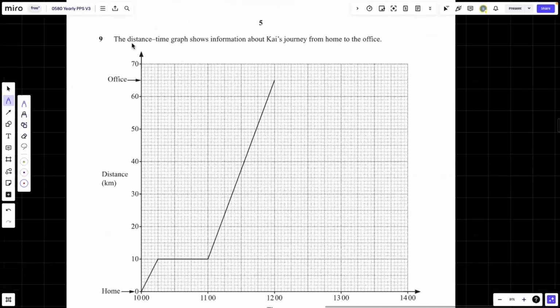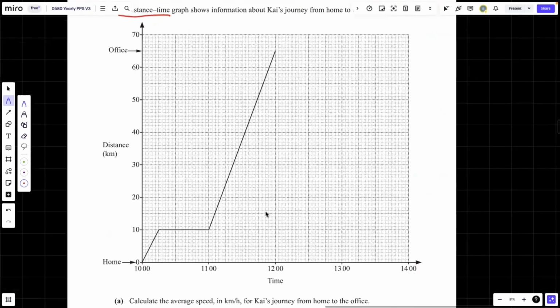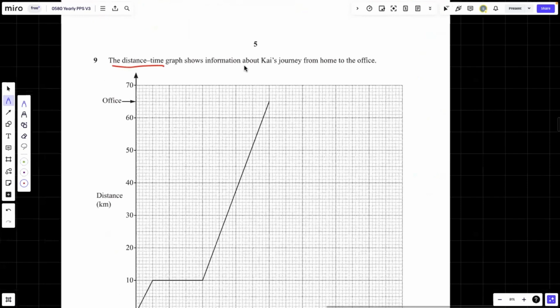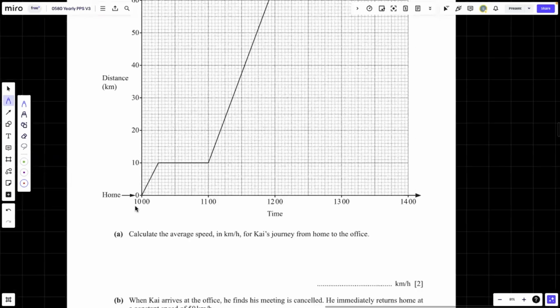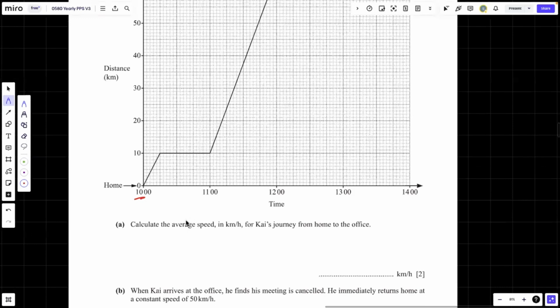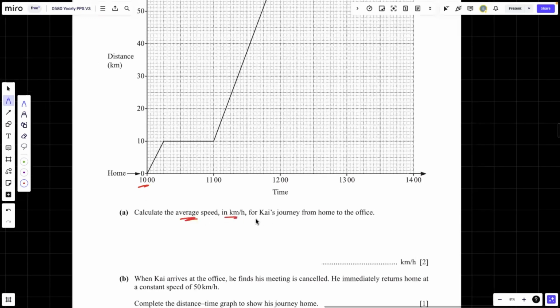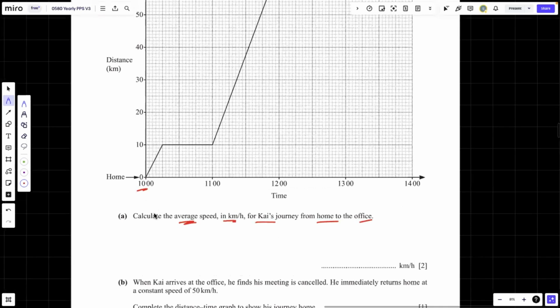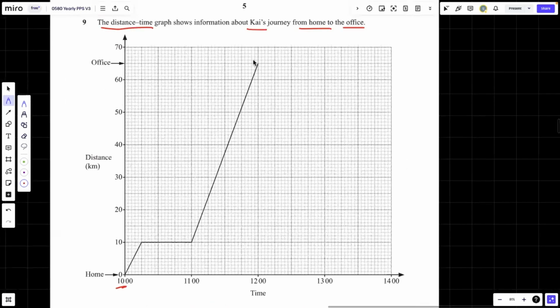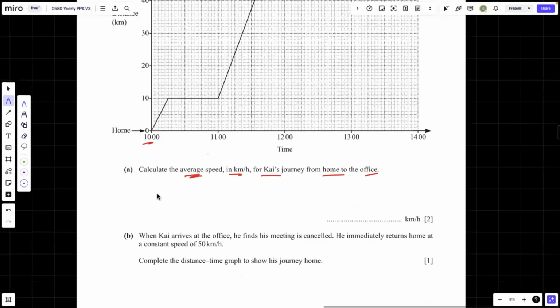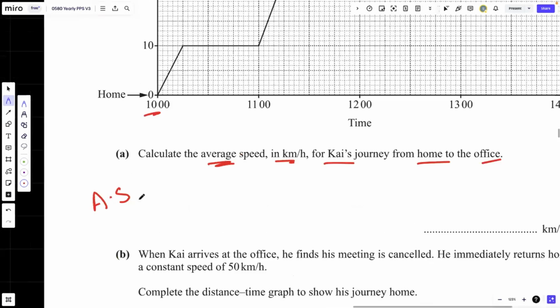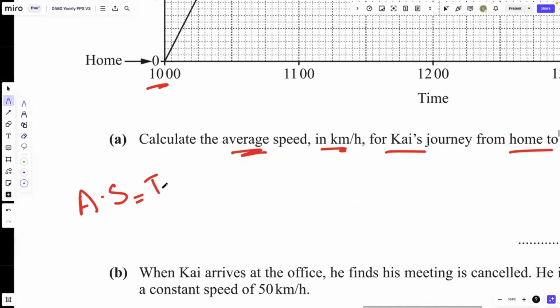For the next question, we have a distance time graph. We have distance on the y-axis and time on the x-axis that shows information about Kai's journey from home to the office, starting at 10 in the morning, that's 10 a.m. Calculate the average speed in kilometers per hour for Kai's journey from home to the office. So this is the entire portion that's drawn. You're supposed to calculate the average speed. Average speed is total distance over total time. That's the formula for average speed.